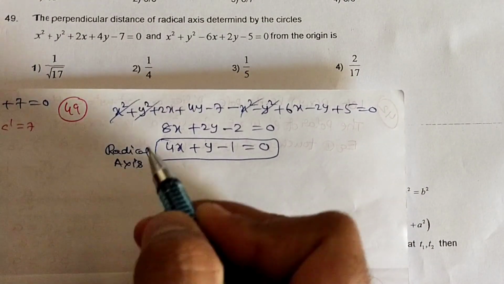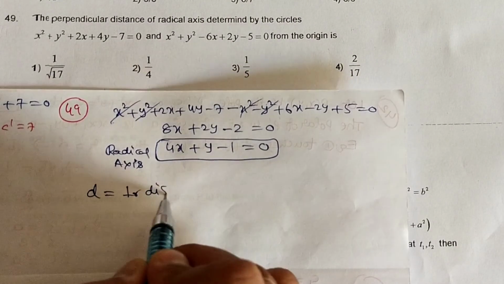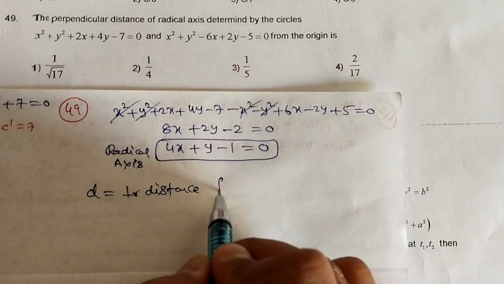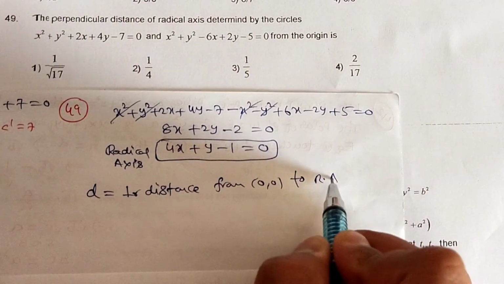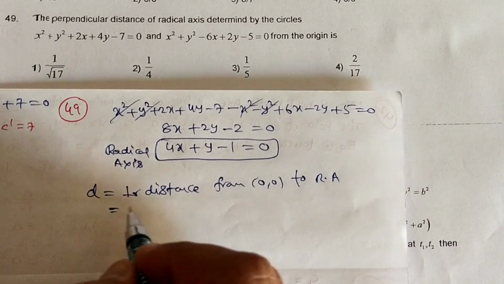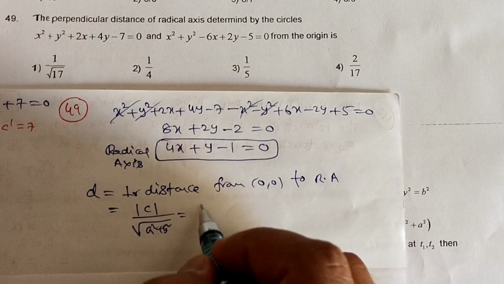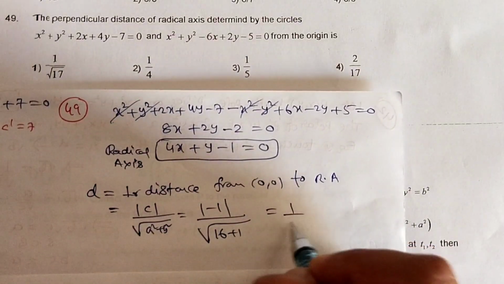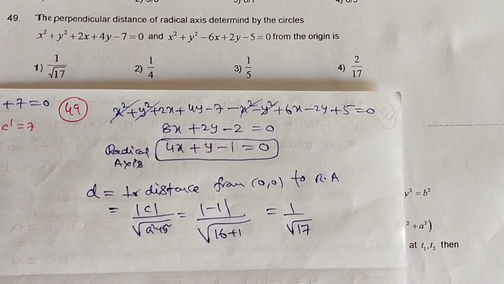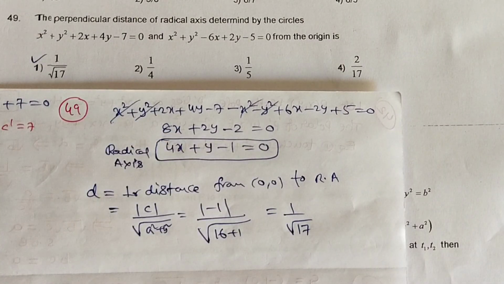They are asking to calculate the perpendicular distance from the origin to the radical axis. Mod c by root of a square plus b square is the formula for the perpendicular distance from the origin. Mod minus 1 divided by root of 16 plus 1, so 1 by root 17 is the answer, which is there in the first option. We will move to the next question now.